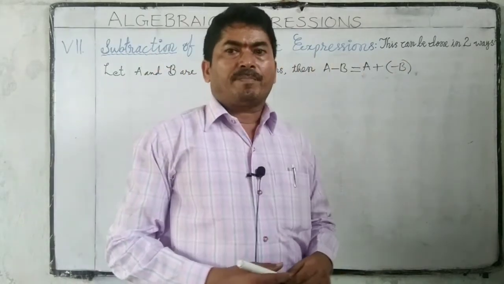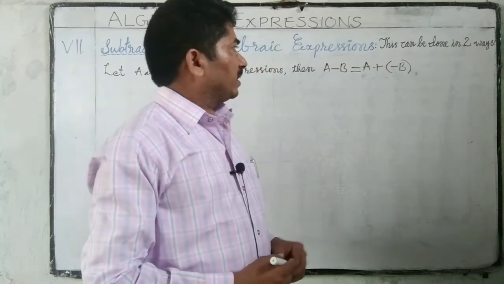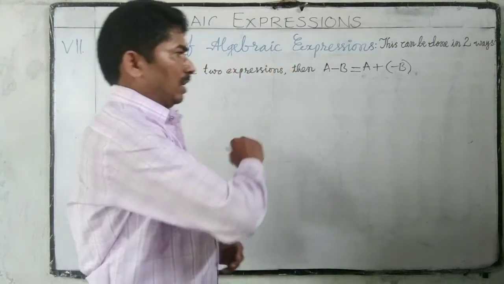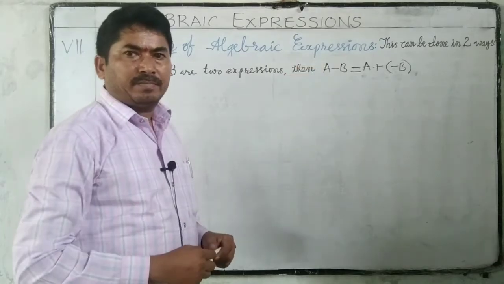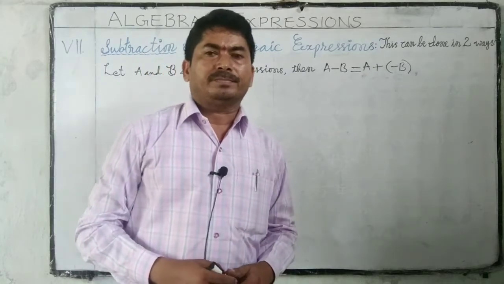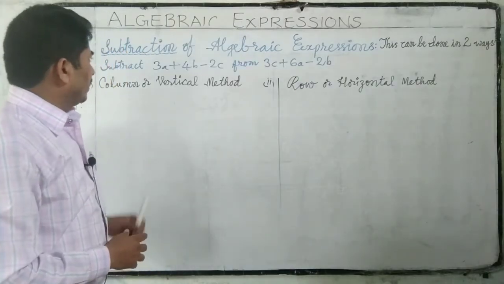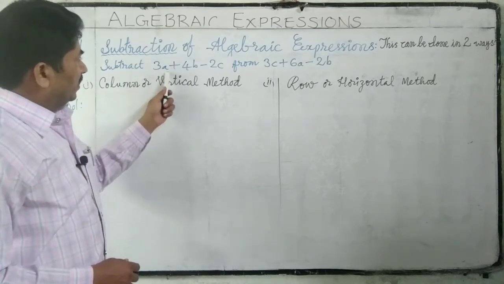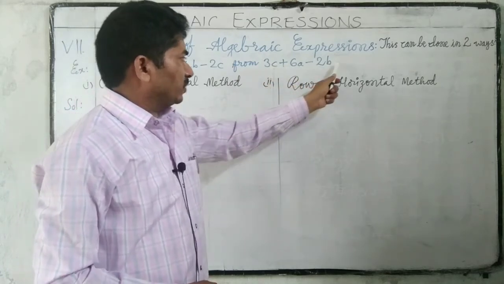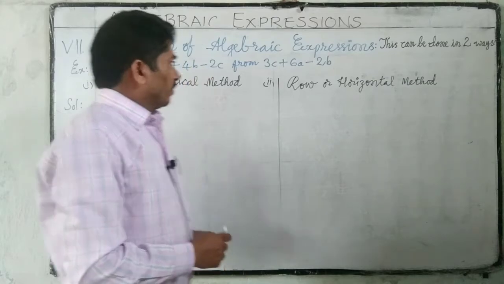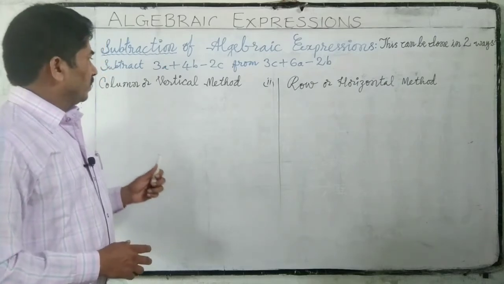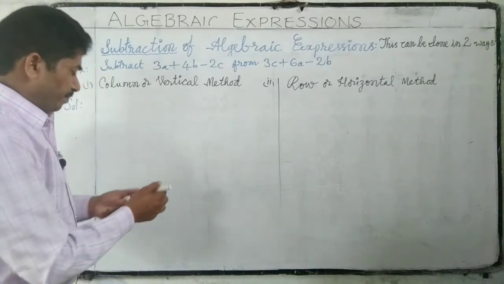So in subtraction also we have two methods to solve the problems. One is row or horizontal method, another one is column method, means vertical method. Here we have one example. Subtract 3a plus 4b minus 2c from 3c plus 6a minus 2b. First, column or vertical method. We are solving first by column or vertical method.